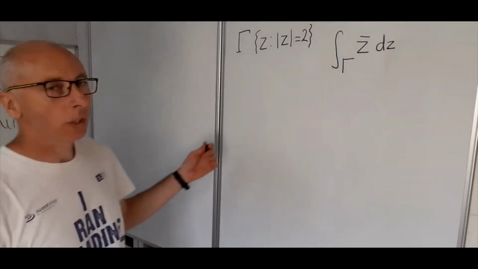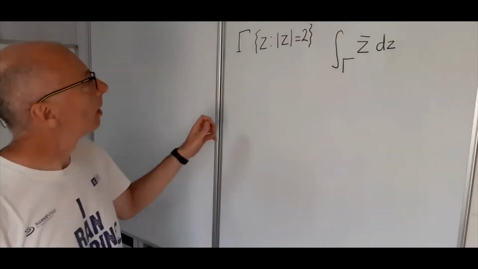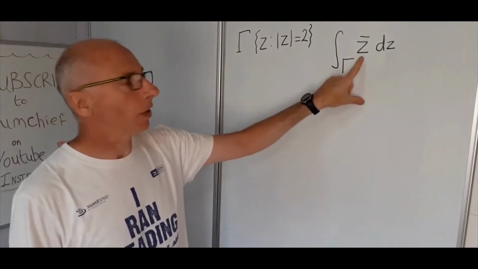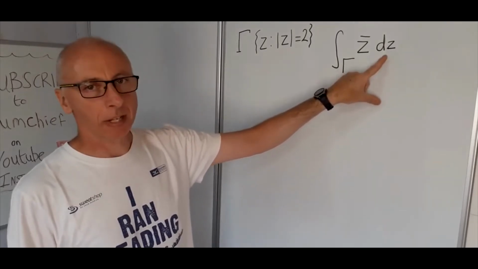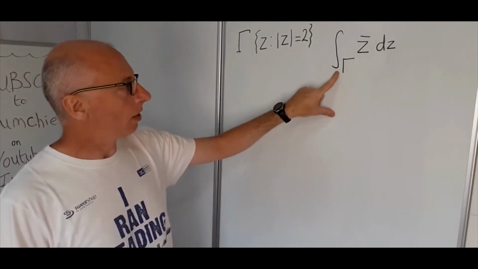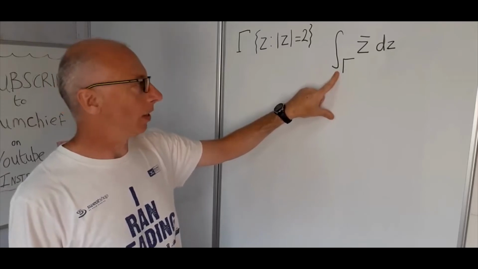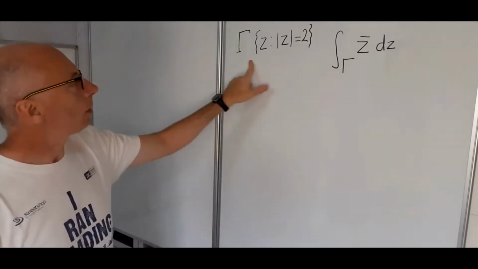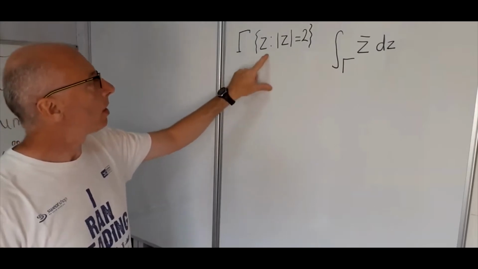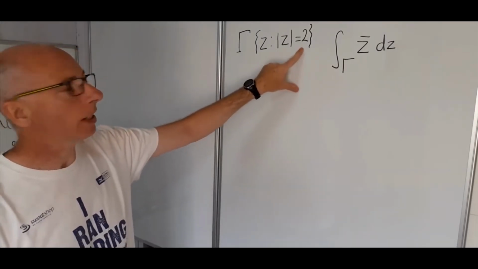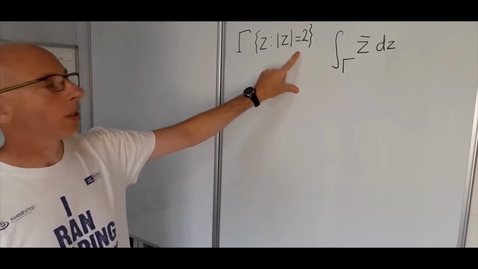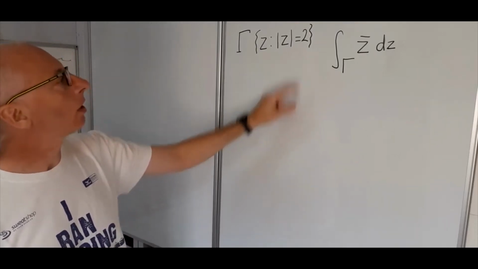Okay, so now we're going to look at some complex analysis. We're going to do this integral here: the integral of the conjugate of z with respect to z, and the integration parameters is the gamma. This gamma here, we've noted here, is where the modulus of z equals 2. So first of all, we need to look at what the parameters of integration are.